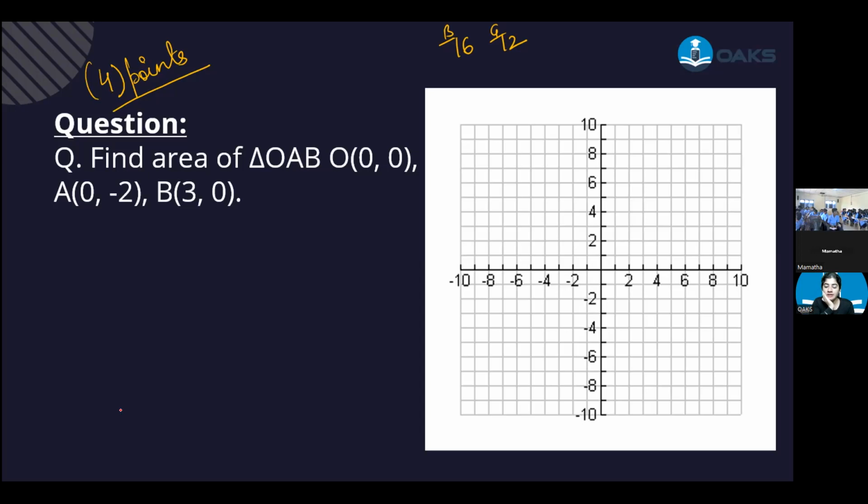I hope you remember the steps that we did in the last question. Plotting all the points, then finding the base and the height. So we have the area as half into base into height. I think the procedure is really easy. This is point O.